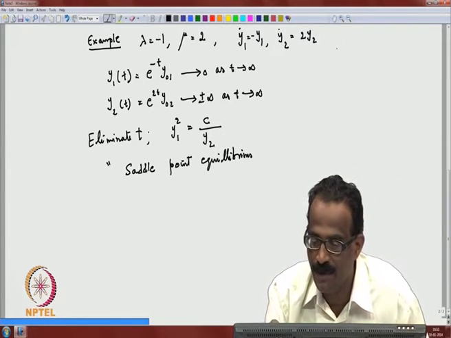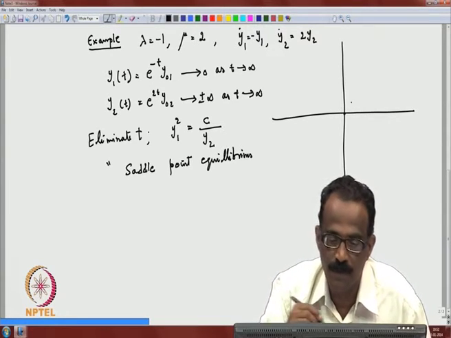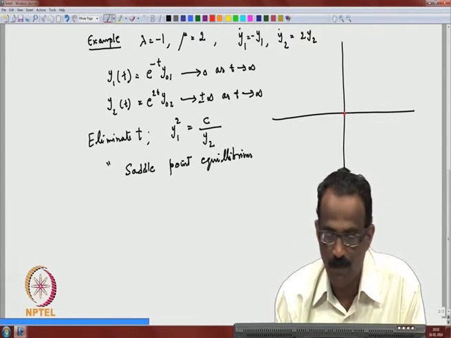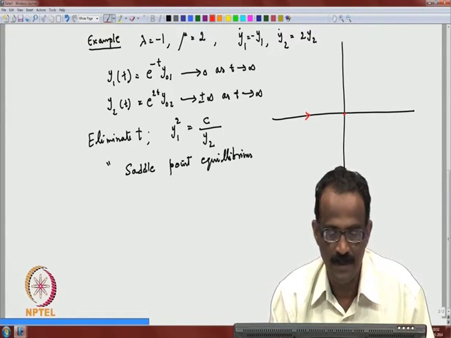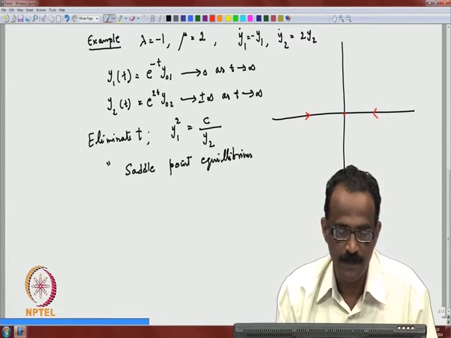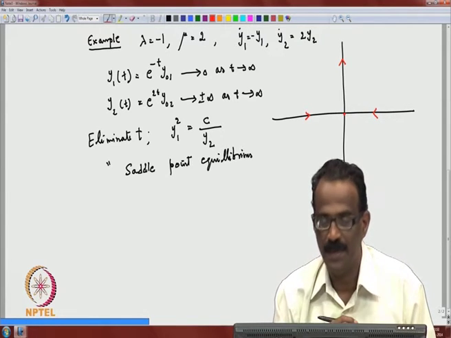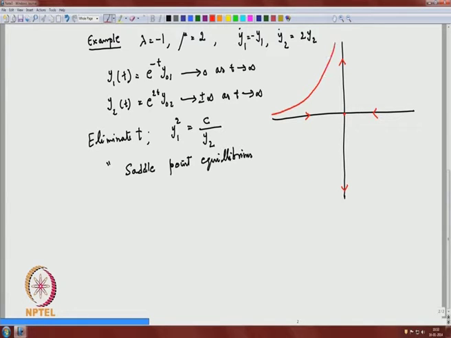So, if you plot your curve here, this is an equilibrium point and y 1 is always going to 0. So, the y 1 part will be here and y 2 going to infinity, so it will be here, it will be here. If you plot your curves here now, this will go to y 2 going to infinity, so it will be here. So, this is your phase portrait.